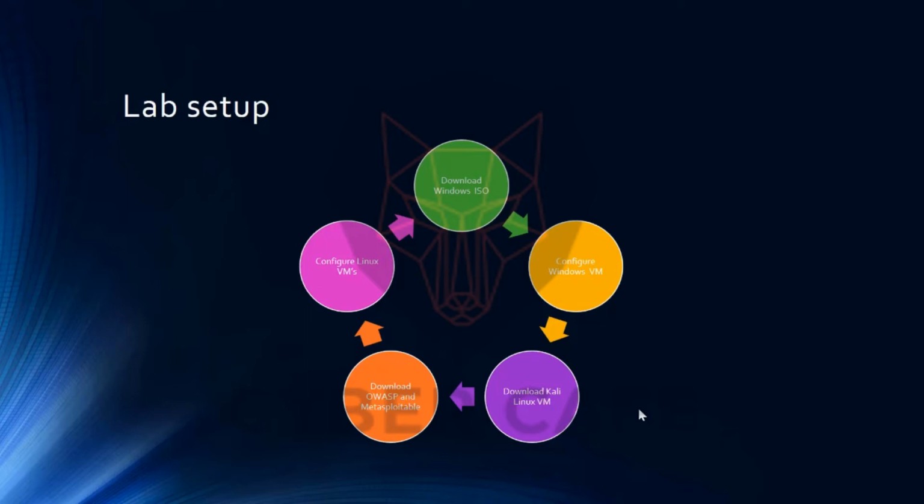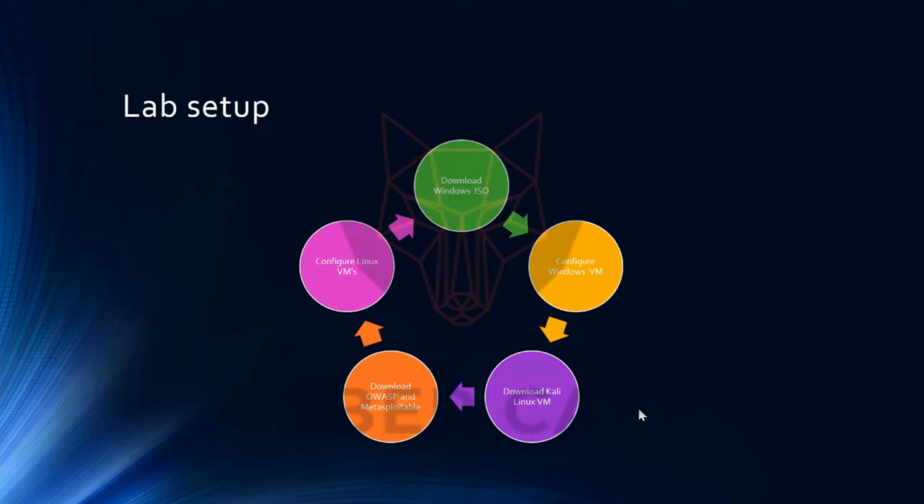So after downloading the images, we're going to configure the virtual machine. And then the third step will be downloading Kali Linux. Kali Linux will be our main ethical hacking tool, so it's very important to get familiar with it. And as I already mentioned, we're going to have a full section on how to get familiar with Kali Linux, even if you don't have that much of a background.